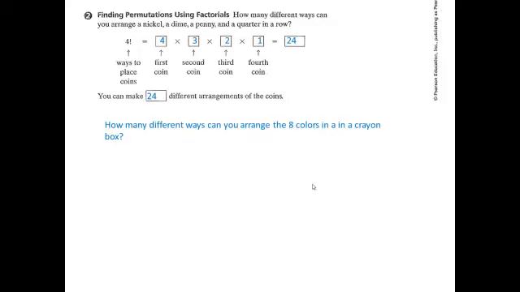Now we'll do a different example. How many different ways can you arrange the 8 colors in a crayon box? Notice a typo there. Well, we do an 8 factorial, which would be 8 times 7 times 6 times 5 times 4 times 3 times 2 times 1, which is 40,320. I challenge you to find the different ways you can arrange 16 colors. The answer won't be on here, but let's see if you can tell me in class tomorrow. Pause the video if you need more time for these examples.